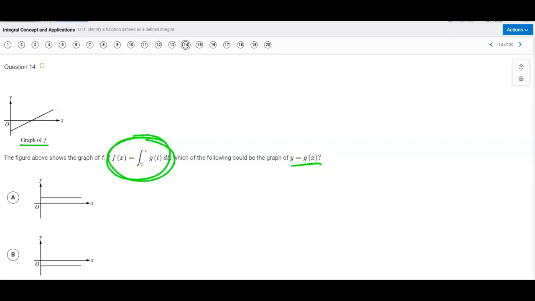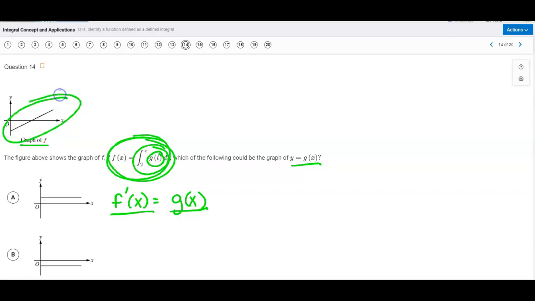Well, g of x, as you may notice, is the integrand here. And we just need to get rid of that integral. How would we do that? Well, we would take the derivative. Because when you take the derivative, according to the second fundamental theorem of calculus, this is just going to become g of x. So g of x is the derivative of f. In other words, g is the slope of f.